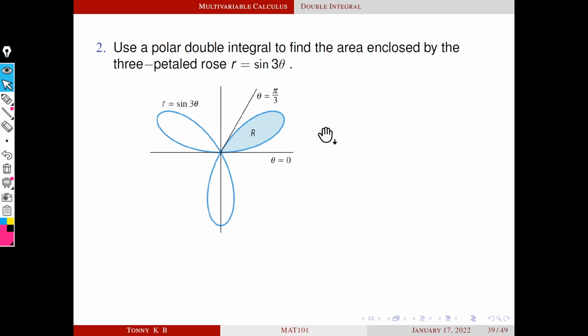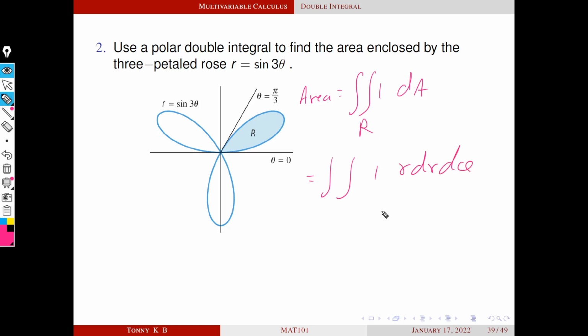So next we have to find the area. We know how to find area using double integration. So area is equal to double integral 1 dA. In polar coordinates, this is double integral 1, and dA is r dr d theta. So next we have to find the limits. And one more thing, here the area of the 3 petals are the same. So better you consider the area of 1 petal times 3. So this area equals 3 times the area of 1 petal.